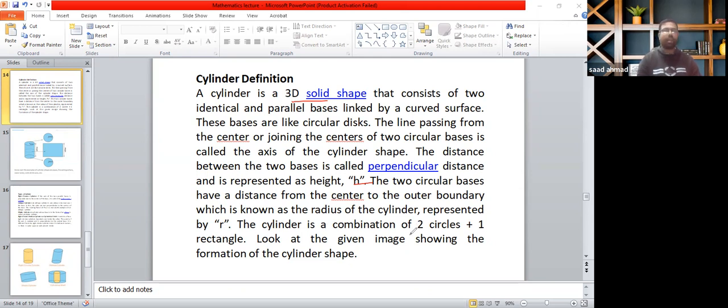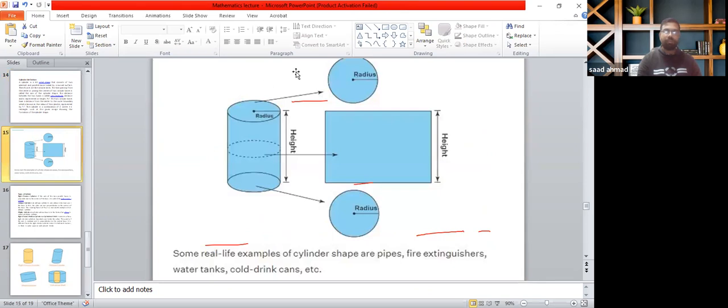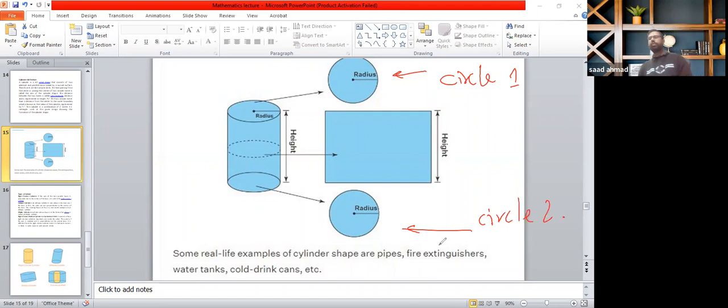Okay, so a cylinder is basically the combination of 2 circles and 1 rectangle. Let's see how we can make it. Let's say we had 2 circles, circle 1 and this is our circle 2. And there is a sheet, or you can say a rectangle.